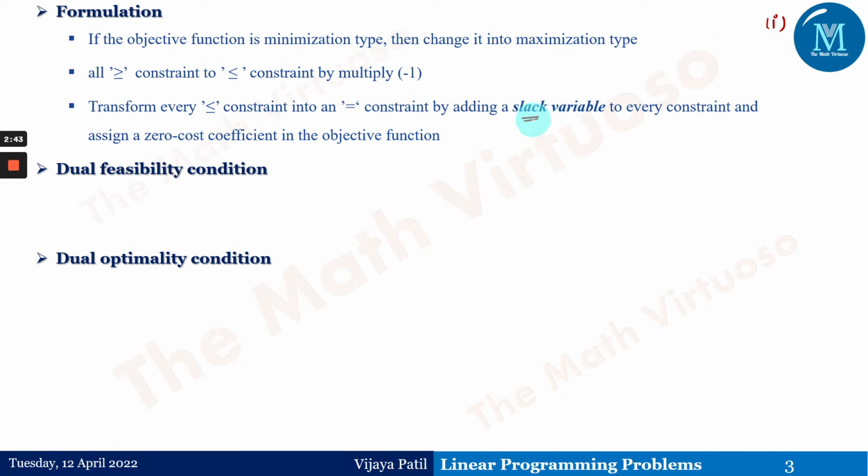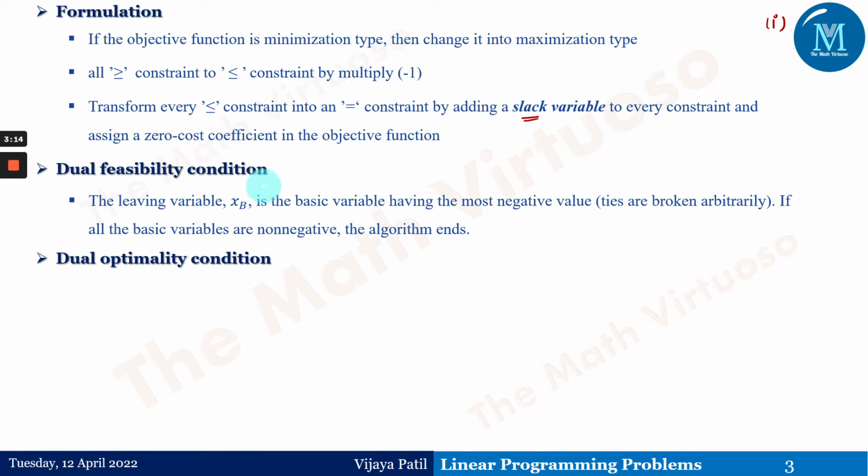Now a few of the books or a few of the authors say that first use the surplus variable and then multiply that particular constraint by -1 after the equality, so that the surplus variable will convert into the slack variable. Add it to every constraint and assign a zero cost coefficient in the objective function. So this is the formulation. We'll go into detail with the help of an example.